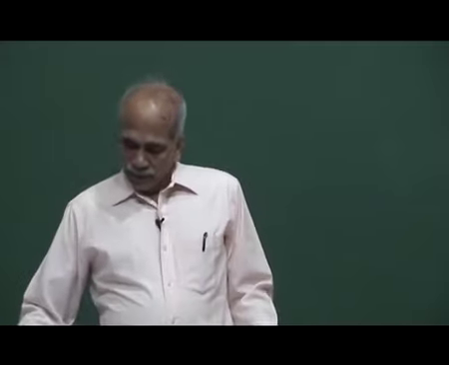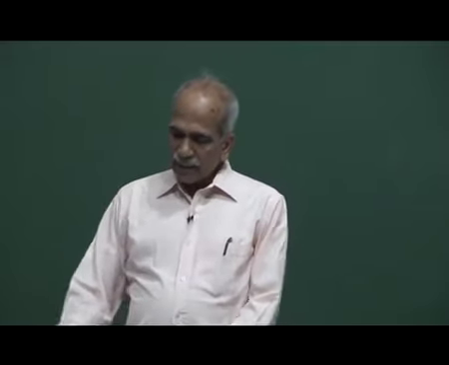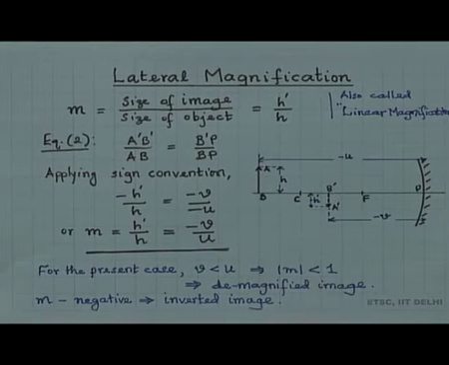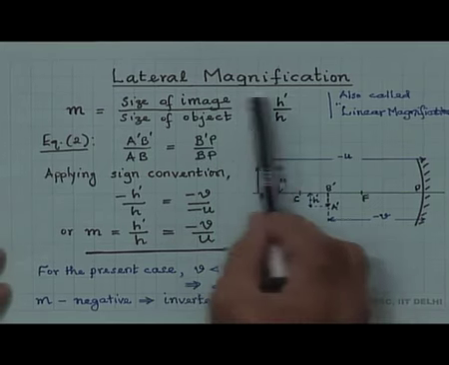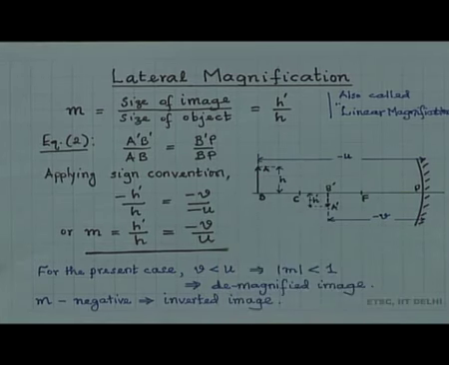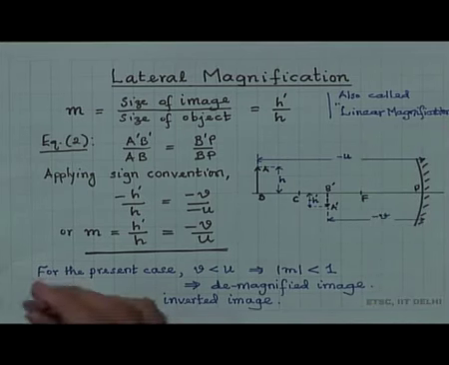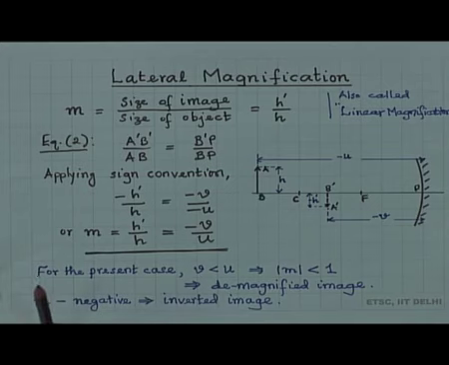Now, let us go further and discuss the lateral magnification, magnification of the object. When the image is formed, we would be interested to know whether we will get a magnified image or a contracted image or a demagnified image. So, here lateral magnification, which is also called linear magnification, because we have considered a linear object and only in the lateral direction, transverse direction.